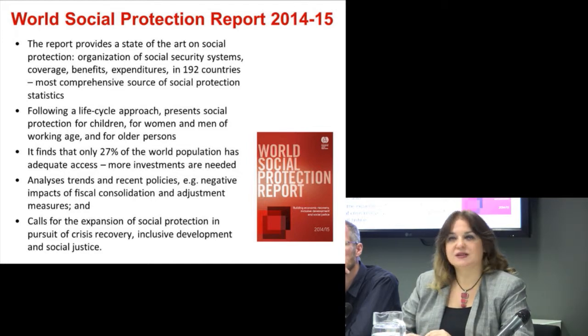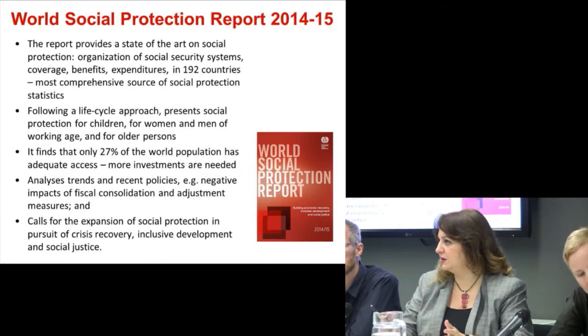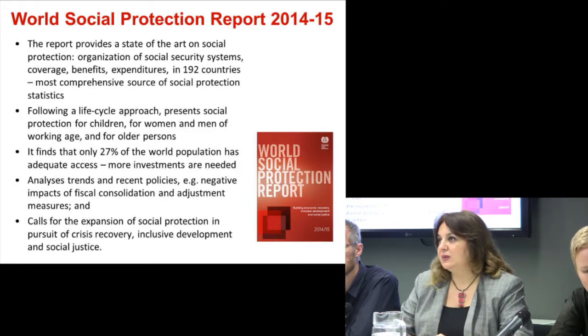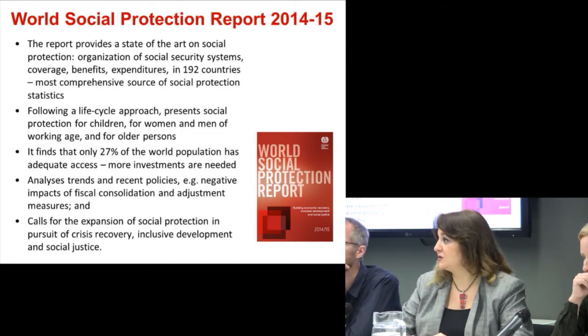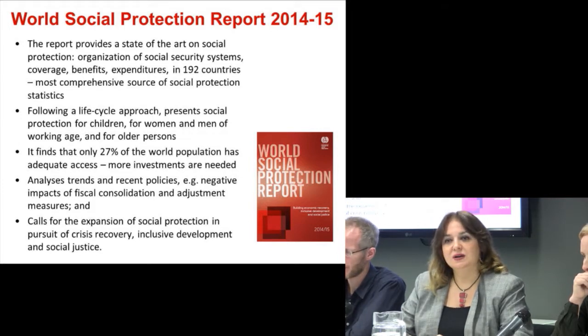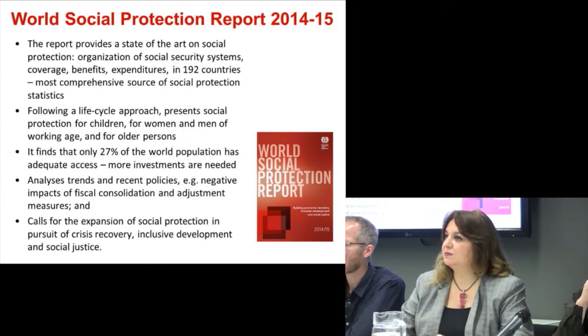It follows a life cycle approach, so it presents social protection for children, for women and men in working age, and then later in older age. It finds generally that about 27% of the world population has adequate access, so very clearly more investments are needed in social protection. And then it closes with an analysis of main policy trends in recent years.